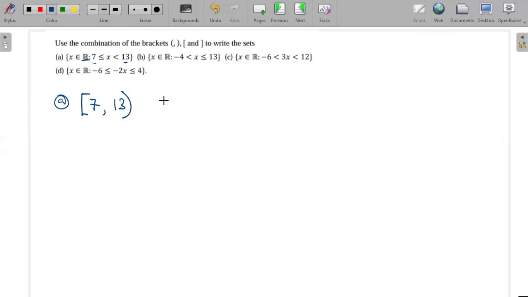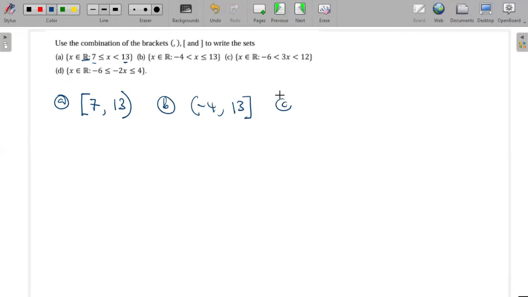As I said, if there's any question, just feel free to unmute yourself and ask. Now the next one says you have B there. It's saying negative 4, and then x. So x is in between negative 4 and 13. At negative 4 there's less than, so it's going to be open. So negative 4, comma. Then at 13 there's an equal to sign, less than or equal to there. So it means that at 13 it's going to be closed like that.